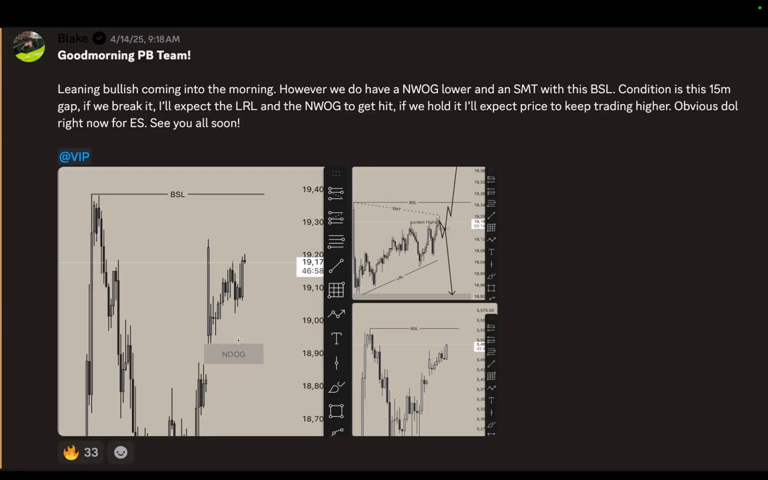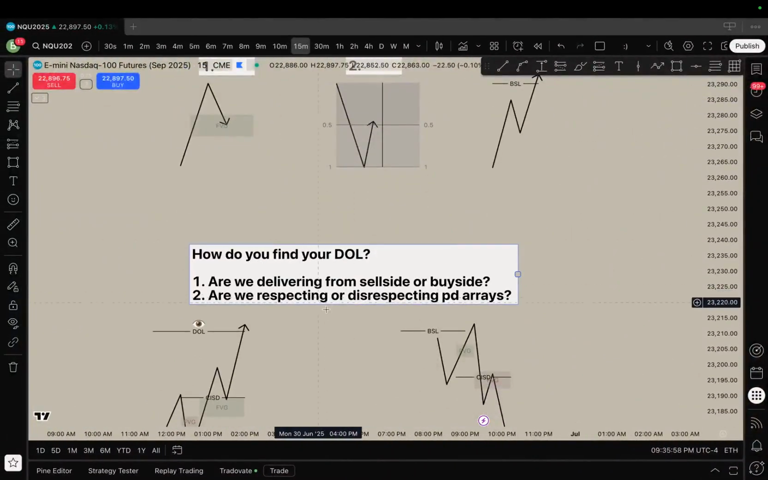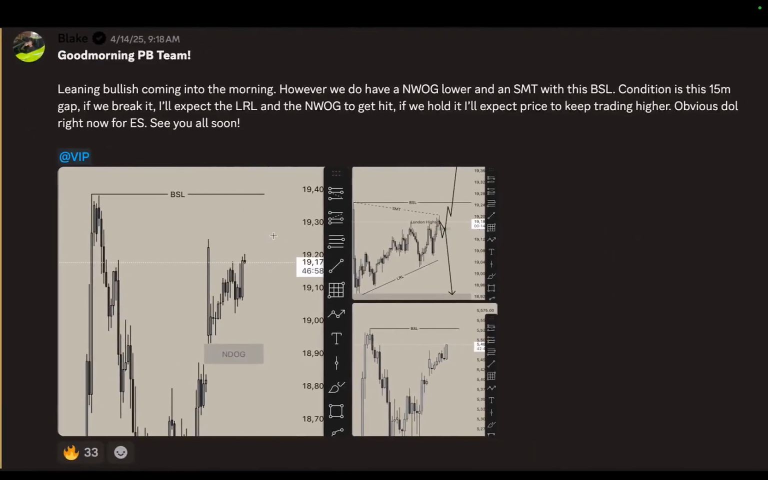For this example, are we going to be disrespecting higher time frame bullish PD arrays, and are we going to be delivering from buy side liquidity? If that is not happening, then the draw on liquidity is not there, right? We need to have everything in line for this NDOG to want to get traded towards, right? You can't just have a draw on liquidity without being delivered from buy side and without disrespecting bullish PD arrays and respecting bearish, okay? So let's see what happens.